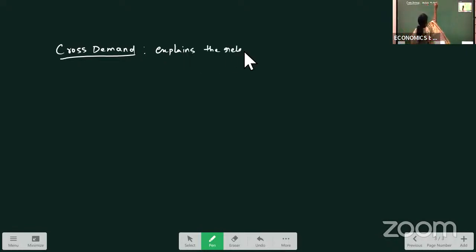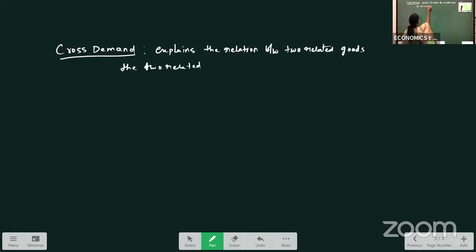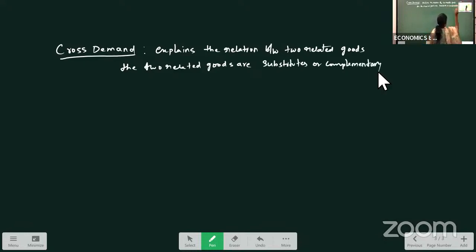the relation between two related goods. It explains the relation between two related goods, right? The two related goods are... what relation will there be? It will be either substitutes or complementary. Either substitutes or complementary goods.